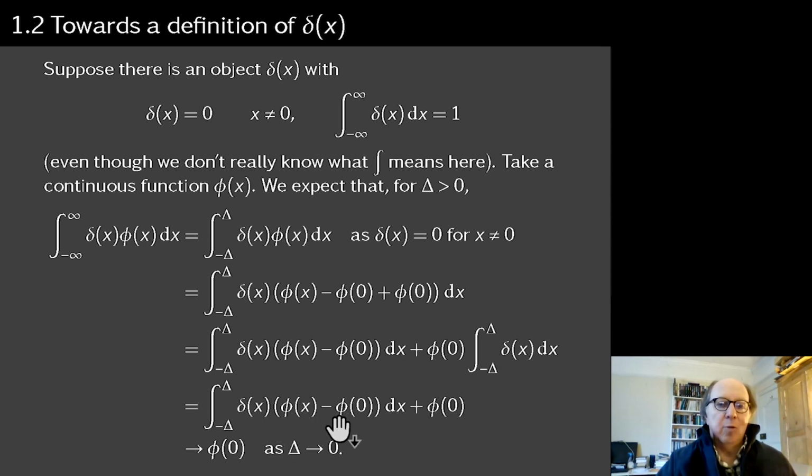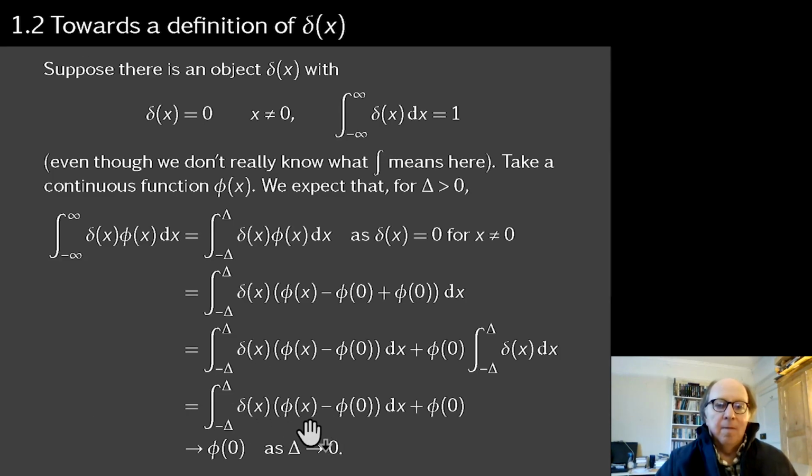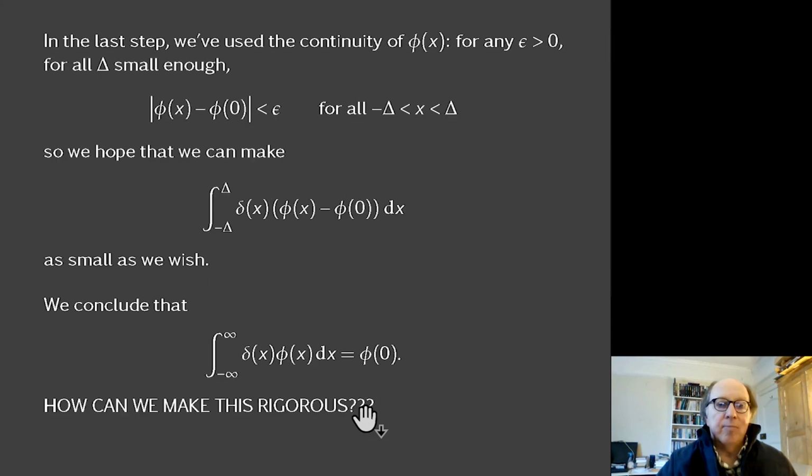Now we think about this one. Well, what happens to this one? Phi of x minus phi of 0 tends to 0 as capital delta tends to 0, and that's because this function phi is continuous. So if there's any justice, this term here should vanish in the limit.